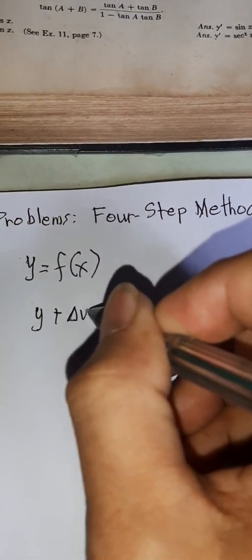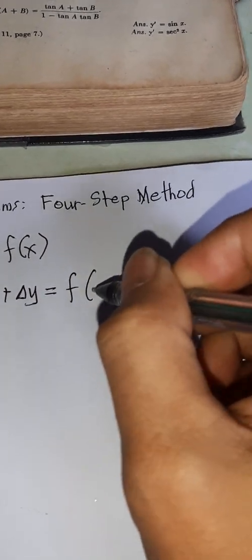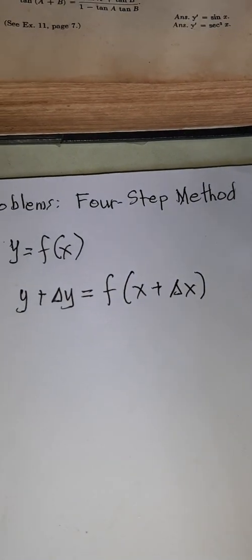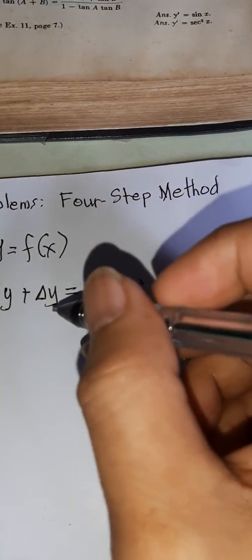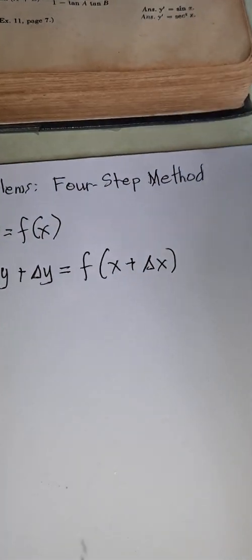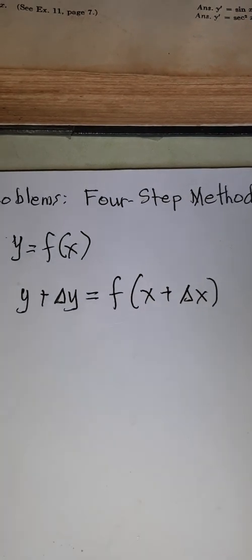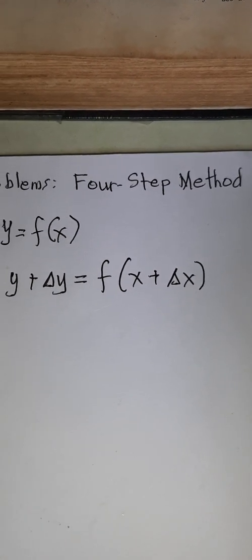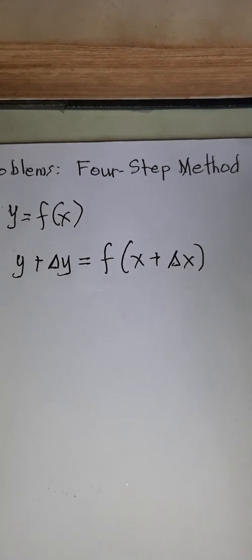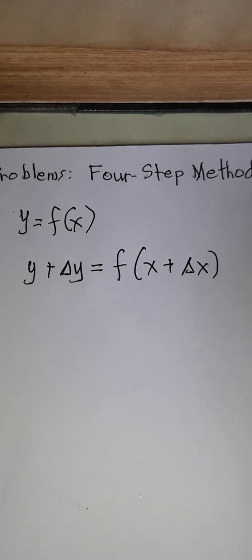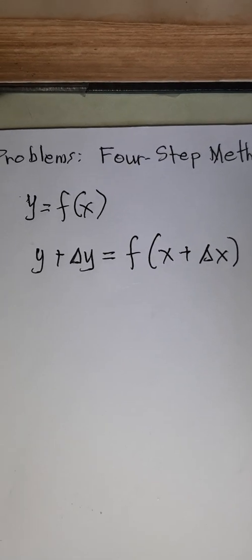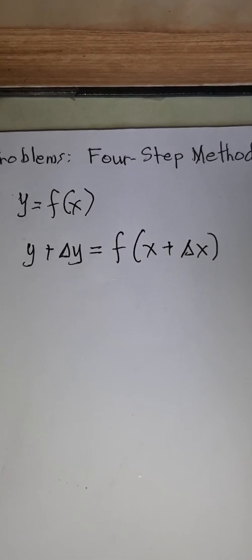Y plus delta y is equal to f of x plus delta x, where delta x and delta y are the increments in the variables x and y. That is a small change in the value of the variables x and y. We can say that delta x is x2 minus x1 and delta y is y2 minus y1. This can either be positive or negative depending on the change.